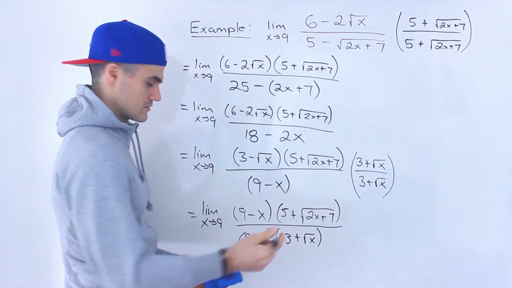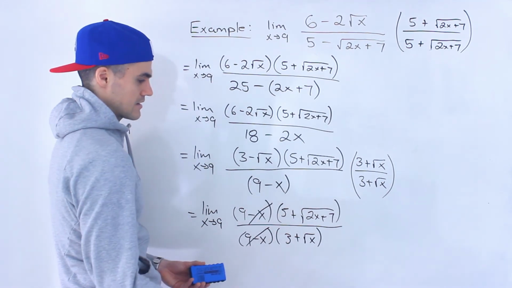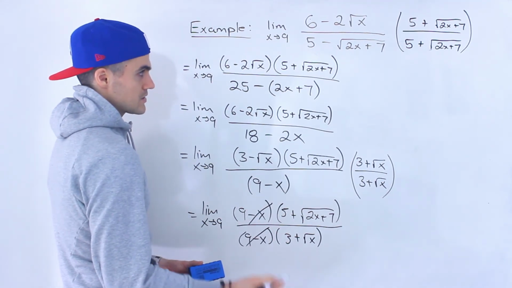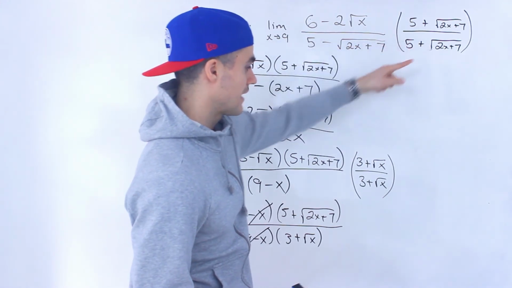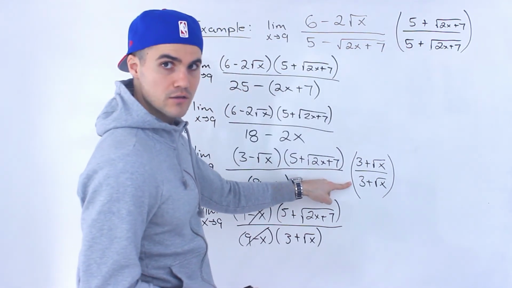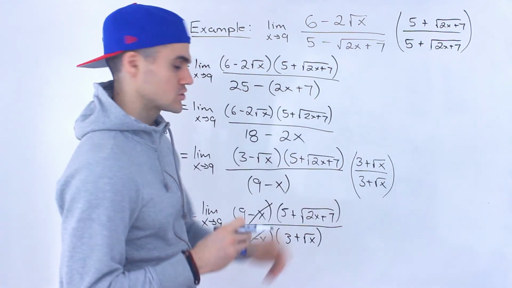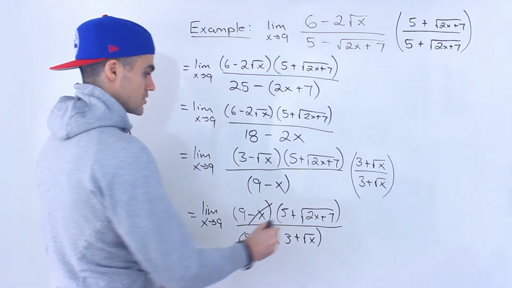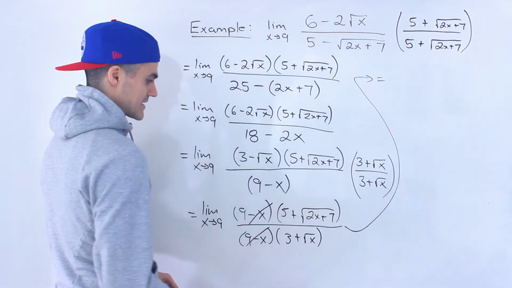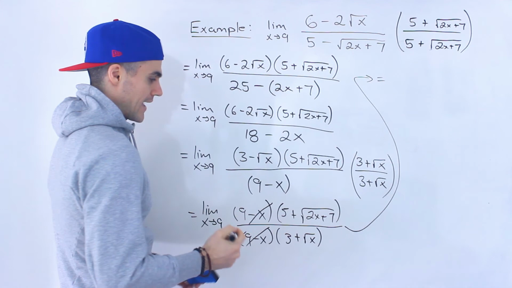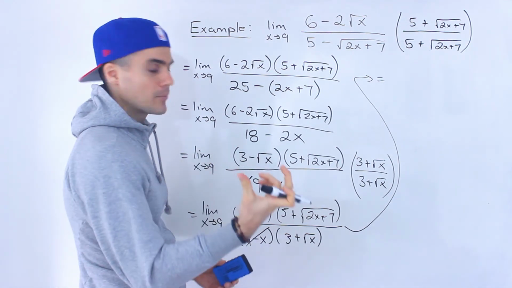And now notice the 9 minus x's cancel out. Right? So one more time, we had to rationalize the denominator here, and then we rationalize the numerator. So we had to rationalize twice. We had to do a double rationalization. And now, at this point, because that 9 minus x went away, we can now plug in that x value of 9 because we're not going to have a denominator of 0 anymore.